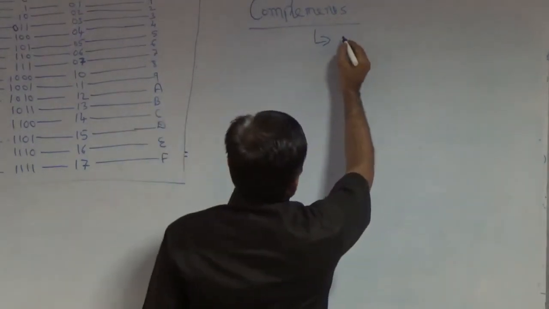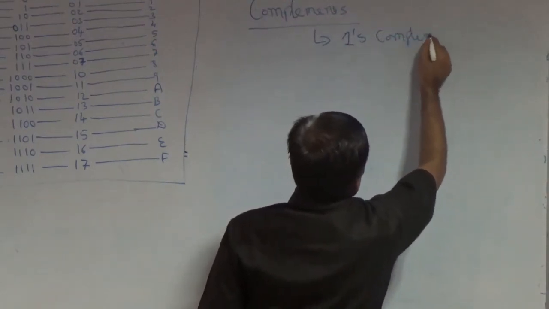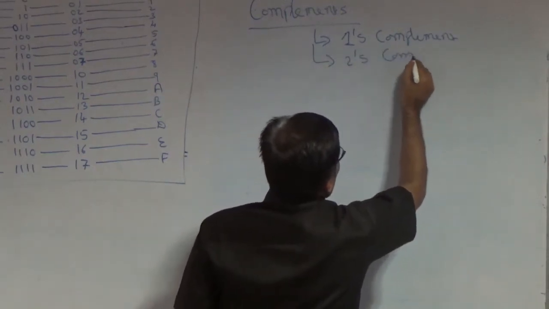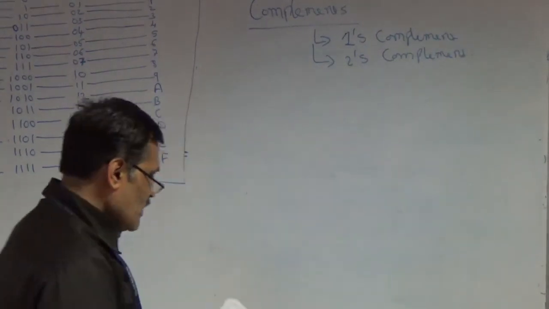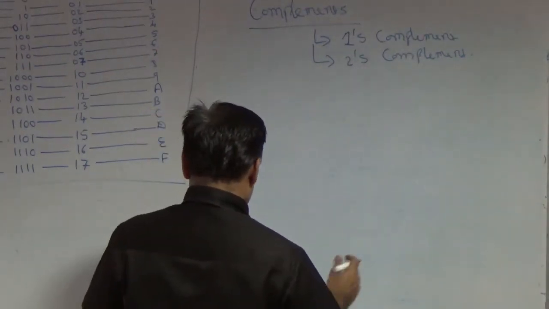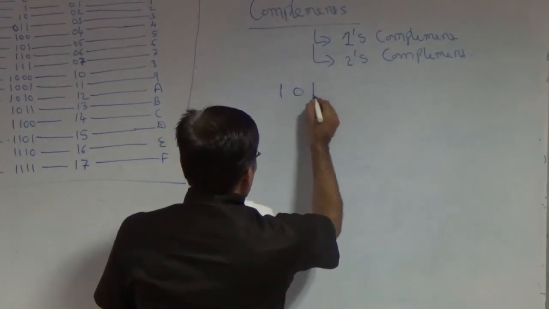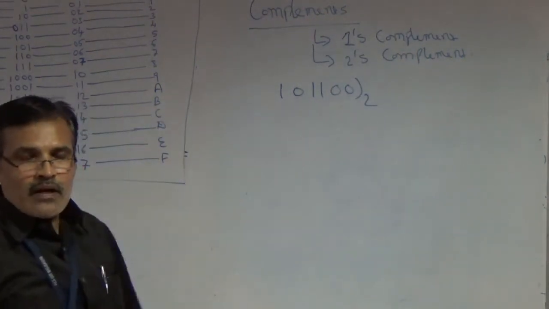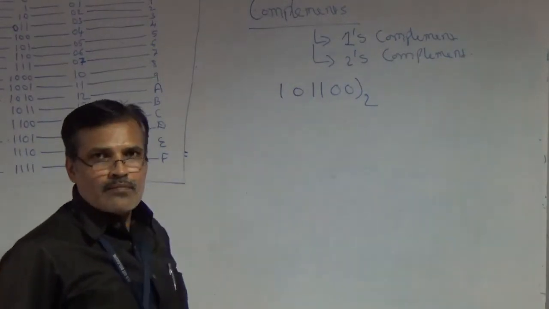So there are 2 types of complements. One's complement, second one is 2's complement. Okay, so let us see one's complement. Okay, what exactly this one's complement is. So let us consider a binary number 101100. Okay, so this is the given binary number. You will be asked to find one's complement of this particular number.